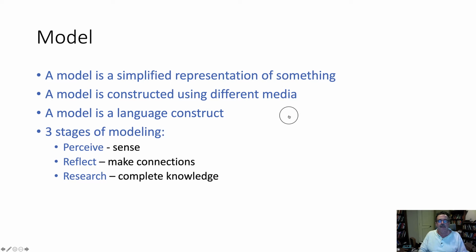Okay, what's a model? A model is a simplified representation of something. So it's really that simple. Models are created using different media. I could create a model with toothpicks. I could create a model with Lego blocks. I could create a model on the computer. It could be using diagrams, or it could be using text, typography. And so models are associated with different media.